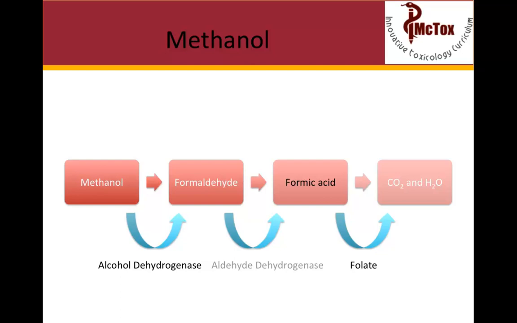In the liver, methanol is metabolized by alcohol dehydrogenase and then aldehyde dehydrogenase to produce formic acid. This is the toxic byproduct that causes most of the toxicity, including a severe anion gap metabolic acidosis, retinal injury, as well as basal ganglia lesions. With the help of folate as a cofactor, a small amount of the formic acid gets converted into CO2 and water, but not enough to prevent toxicity.